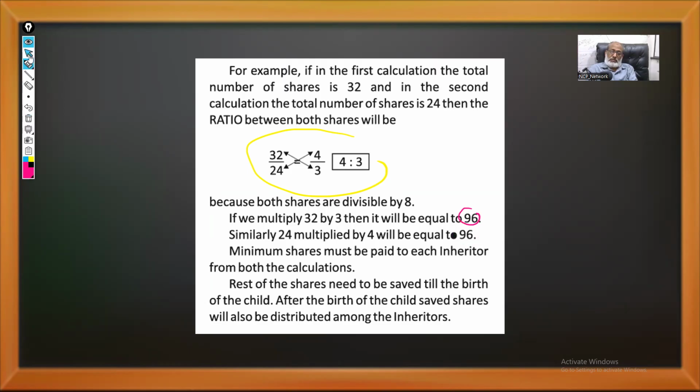So scholars say in both situations find the minimum share of the heirs, and the minimum share can be paid before the birth of the child, and the rest of the share we can save for the newborn baby. The saved share covers the share of both the present heirs and the child to be born. It can be a daughter or son, or real brother or real sister, or a grandson or granddaughter.